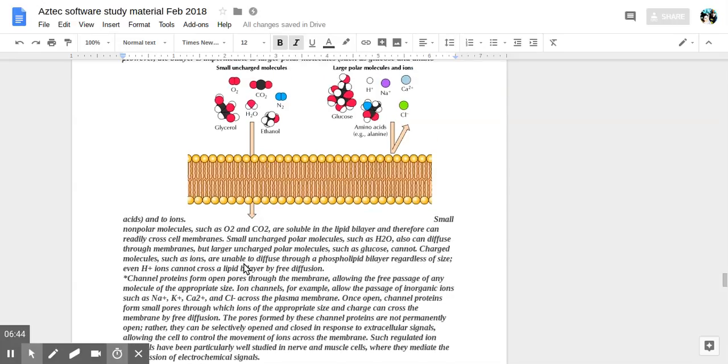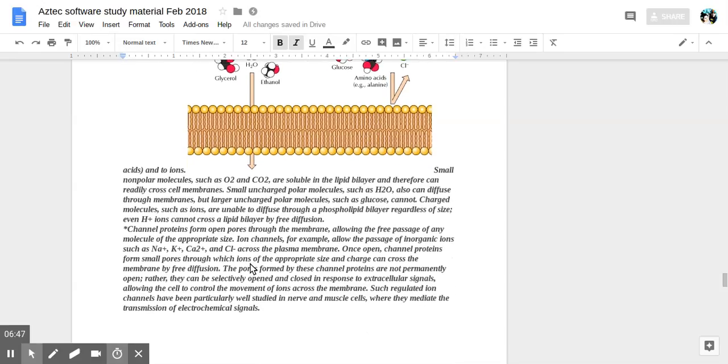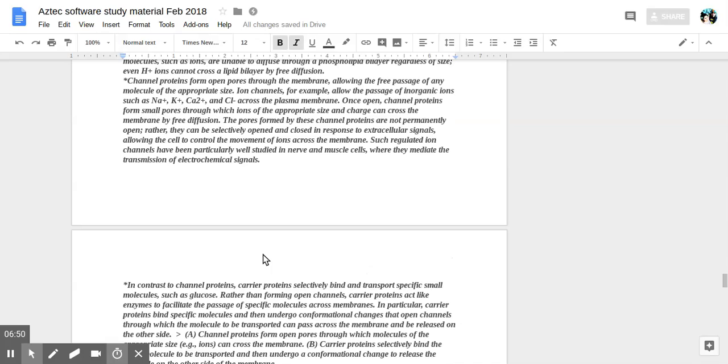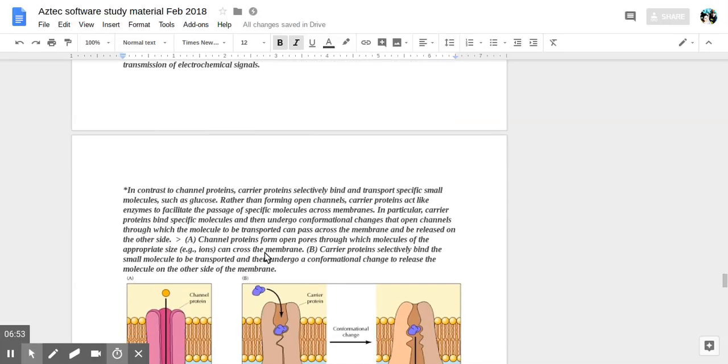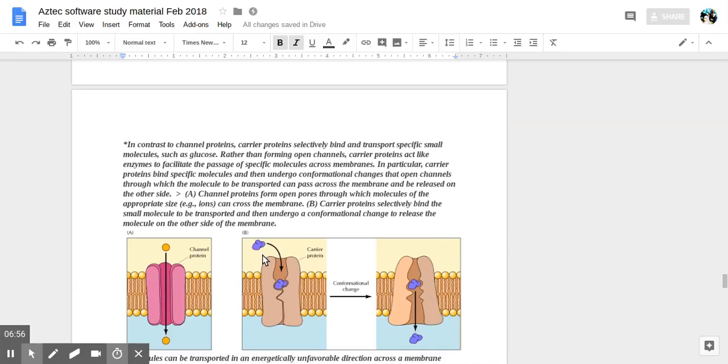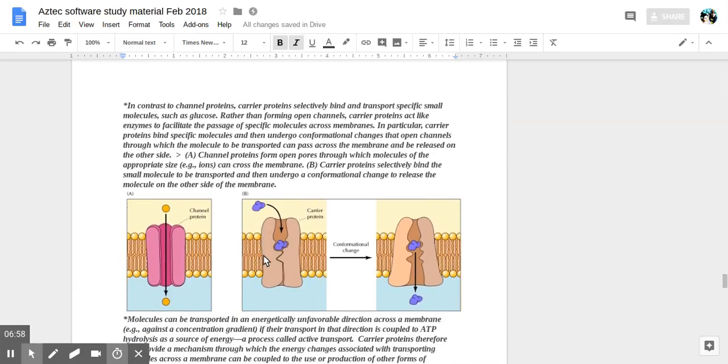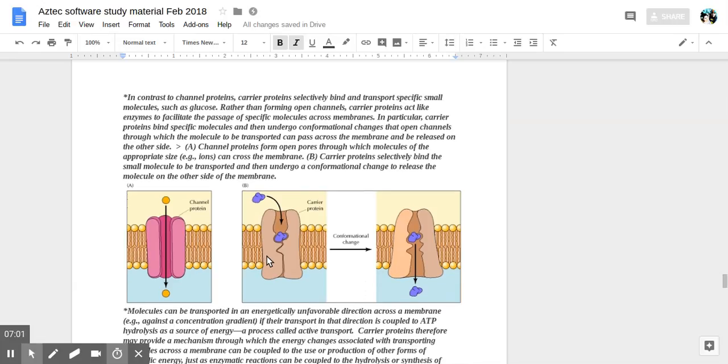Such regulated ion channels have been particularly well studied in nerve and muscle cells, where they mediate transmission of electrochemical signals. In contrast to channel proteins, carrier proteins selectively bind and transport specific molecules such as glucose. So rather than opening up channels, carrier proteins act like enzymes facilitating passage of specific molecules across membranes. Carrier proteins bind specific molecules undergoing conformational change, opening channels, and then the molecule is transported across the membrane and released on the opposite side.